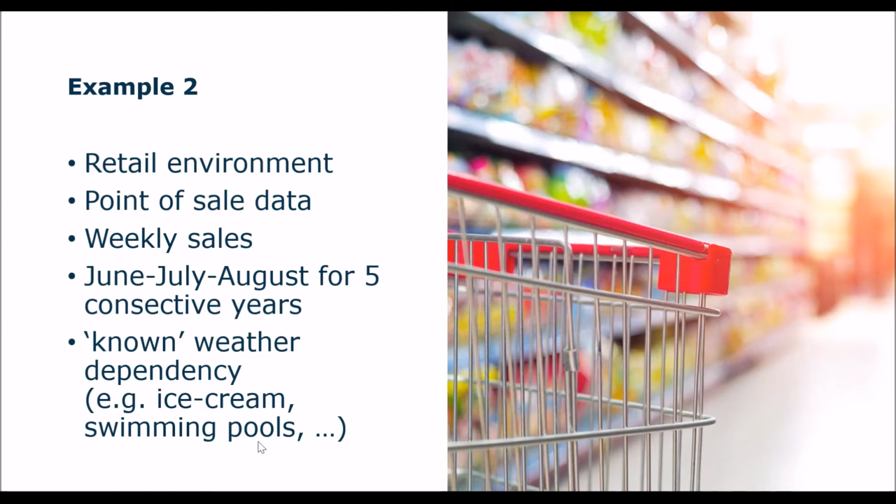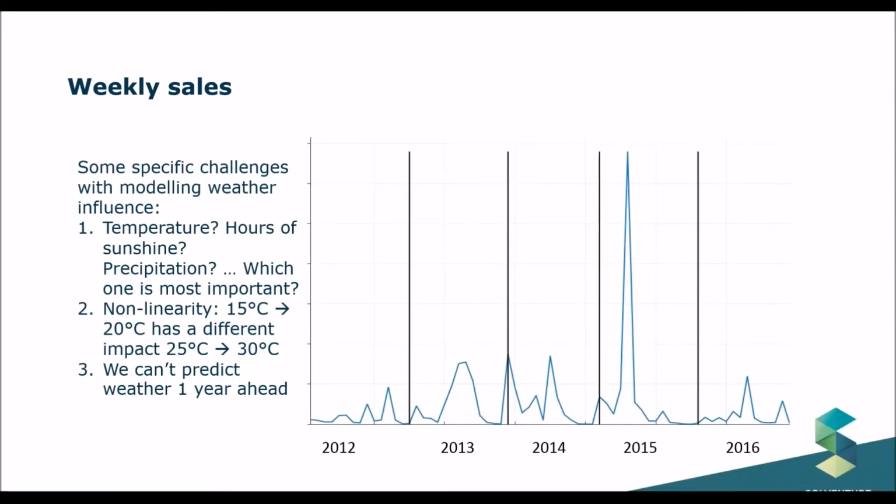It's weekly sales, and we look at June, July, August for 5 consecutive years. And it's a product again with known weather dependency. So you can think about ice cream, you can think about swimming pools. We know that there is weather dependency. So the blue historical pattern here is the sales. You see that there are summers where the sales are a bit lower. You see that there are summers where the sales are higher, and here you really have a peak in the beginning. This is a summer where there is an early peak and then a sharp mid-peak. This is 2015. There is an extreme peak around the beginning of July.